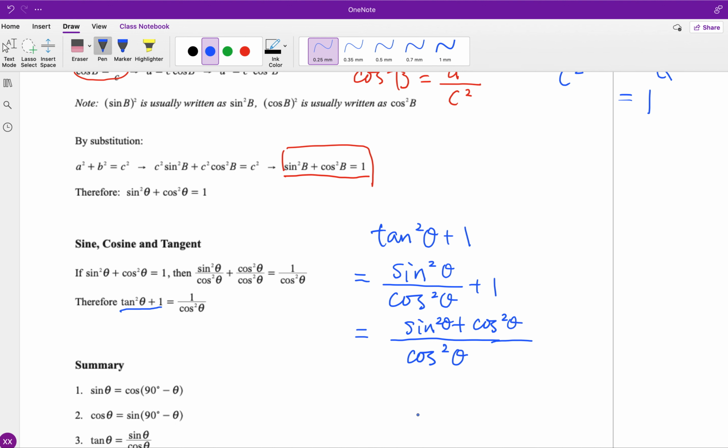All right, so then here we go. You have to understand that this 1 now becomes cosine square for the denominator, and the numerator has to be cosine square, right? So this 1 equals this one. Therefore, now the common denominator is cosine square, so that is sine square plus cosine square. Well, the top is 1, and there's cosine square at the bottom. So therefore, tangent theta square plus 1 equals 1 over cosine square.